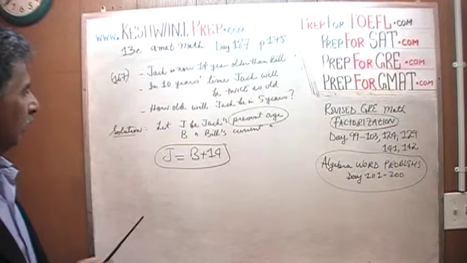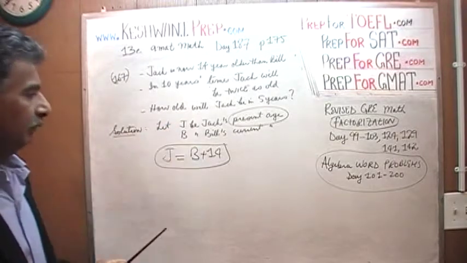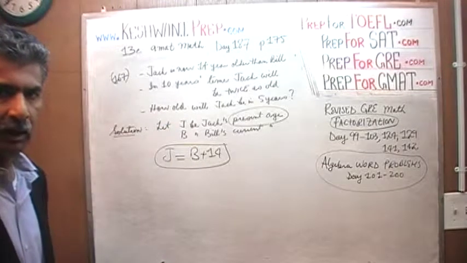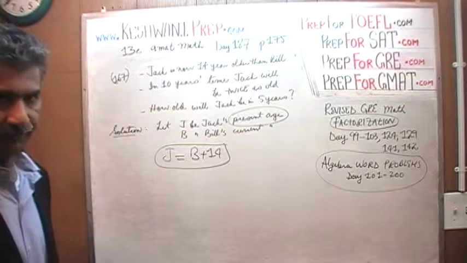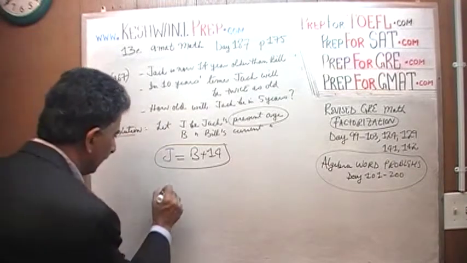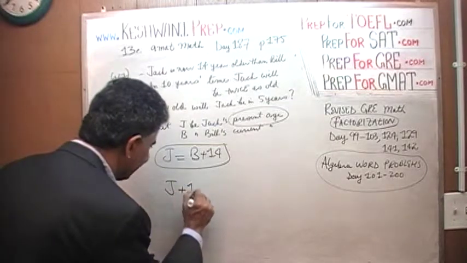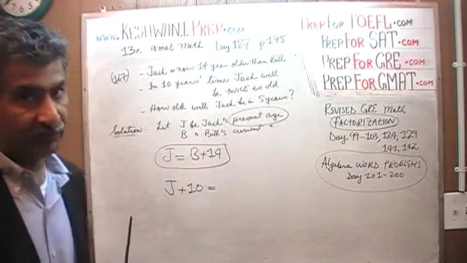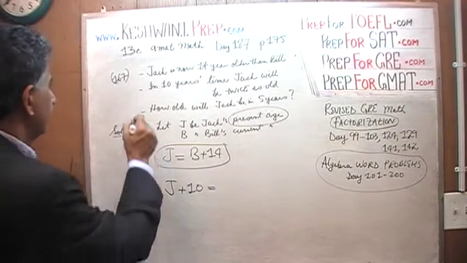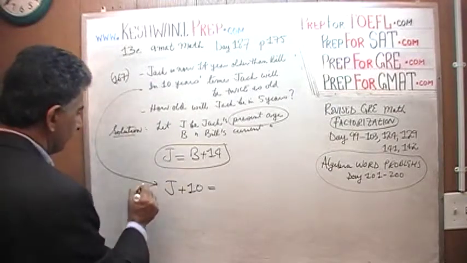We are further told that in 10 years' time, well, ask ourselves first of all, how old will Jack be in 10 years' time? If he's J years old today, then in 10 years' time he must be J plus 10. That's his age 10 years from now.